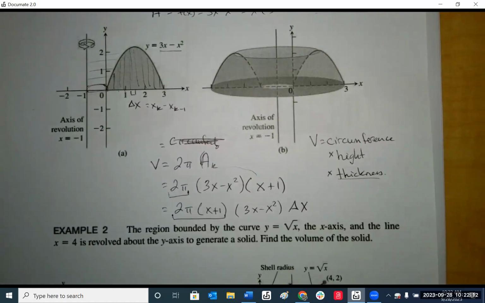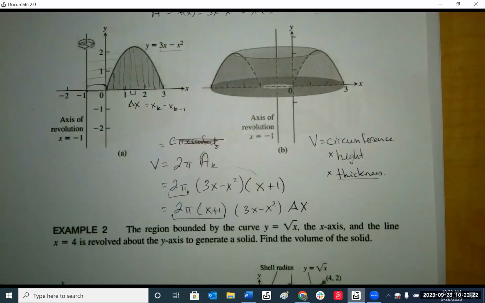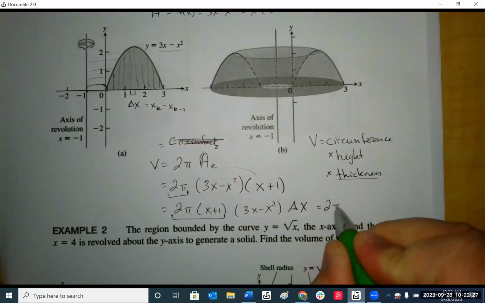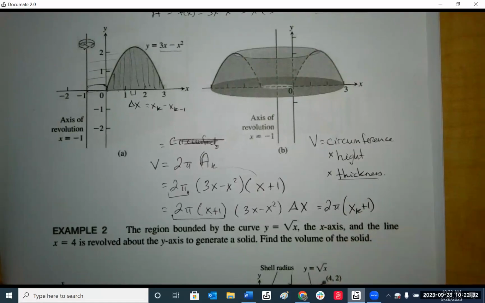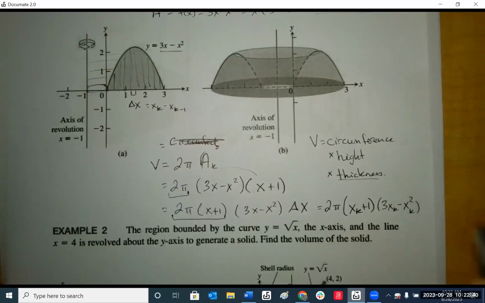Now, since we have a moving body outside the origin, we have to take all these into consideration. And because all these x's change, we're taking all these slabs, we'll label those x sub k plus 1, 3x sub k minus x squared k, delta x sub k. Why are we doing that?